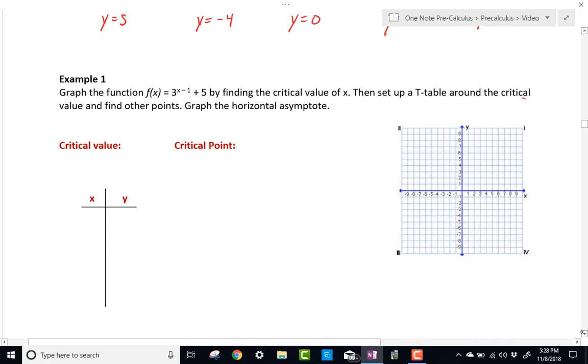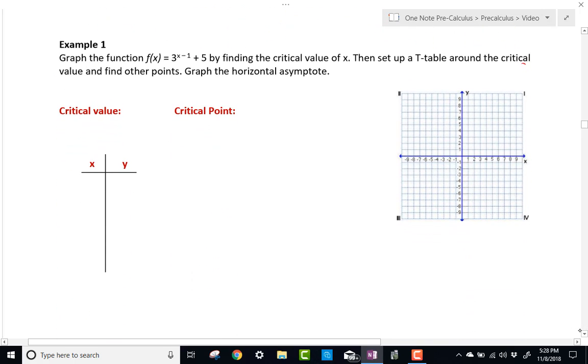All right. So, it says graph the function f of x equals 3 to the power of x minus 1 plus 5 by finding the critical value of x. Then set up a t-table around the critical value and find other points. Graph the horizontal asymptote. All right? So the first thing I see is a critical value of x equals 1, because again, I'm looking at what makes this exponent equal to 0. So x equals 1 would make that exponent equal to 0.